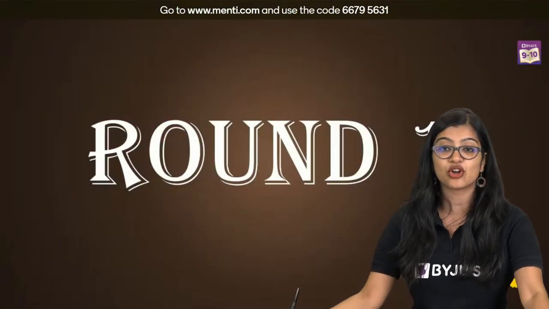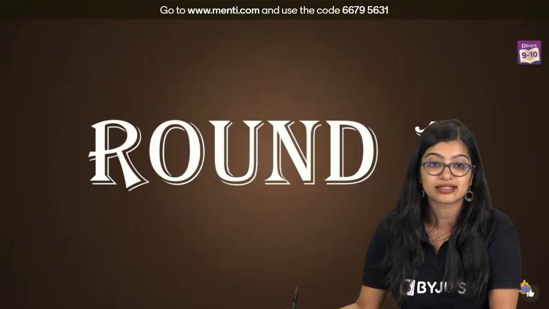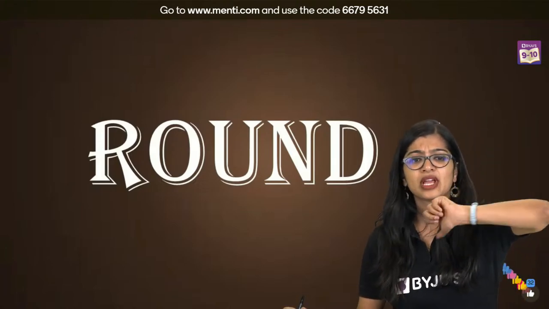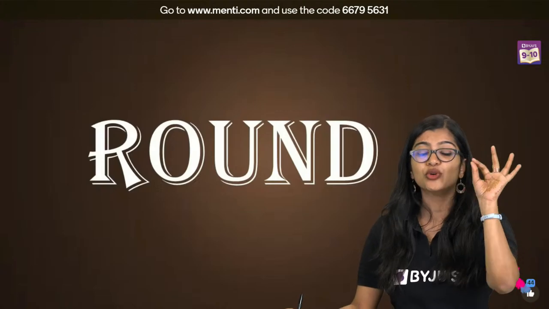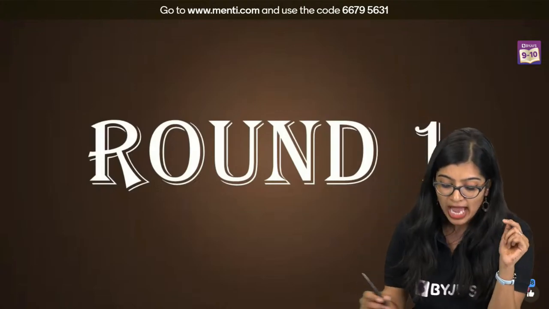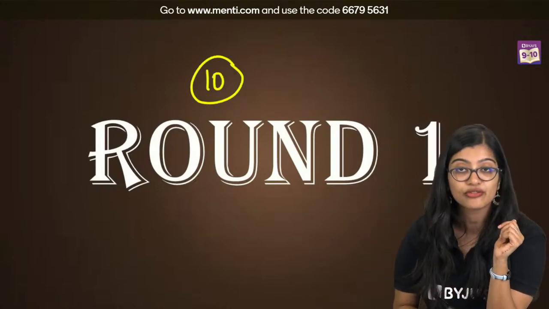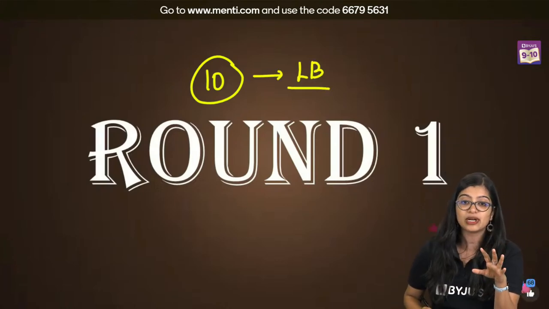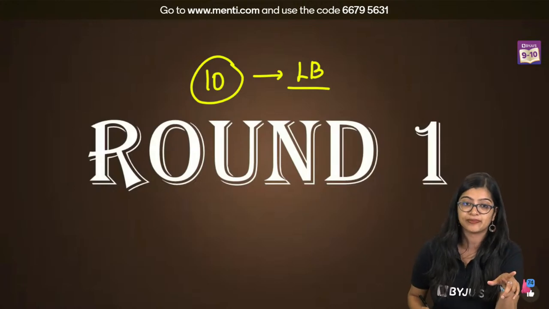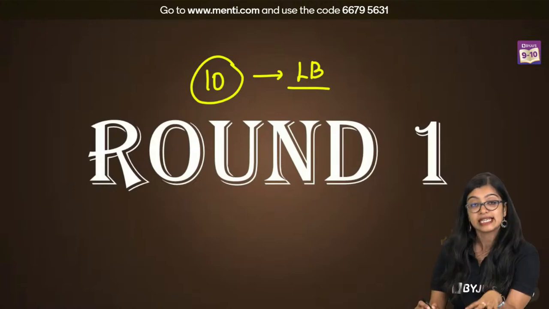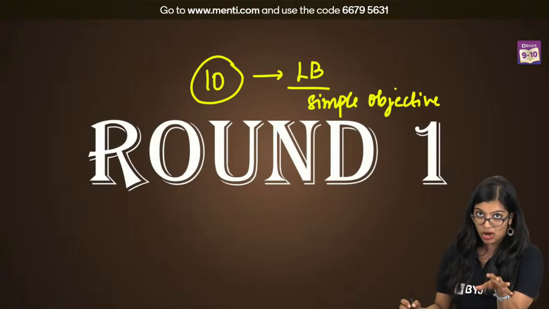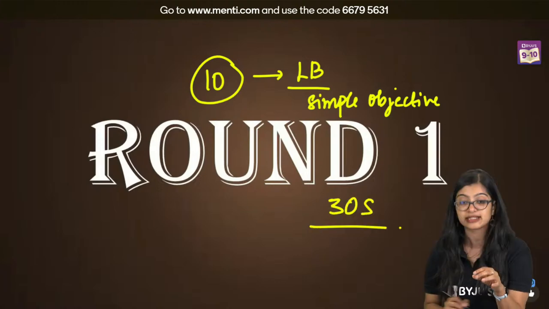There are going to be a total of 15 questions, and let's get started with round 1. Are we ready? We're going to move on to round 1. In round 1, you will have a total of 10 questions, after which you will see the leaderboard. The leaderboard will come after the 10th question. In this particular round, you will have very simple objective questions and you will have 30 seconds to answer each.